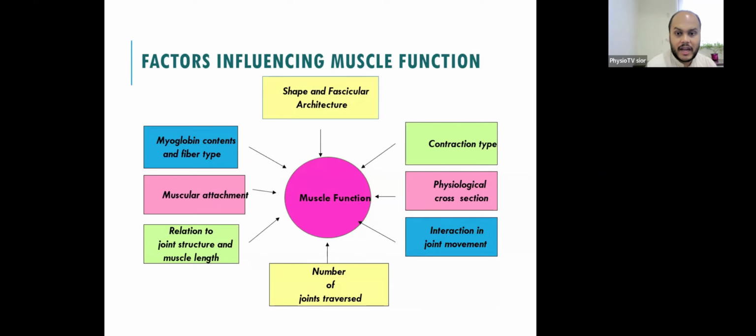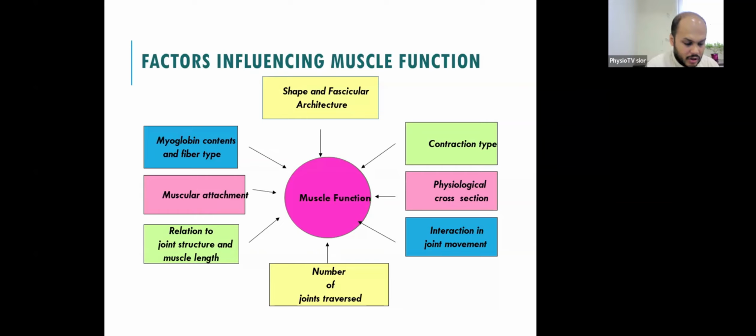Apart from that, there is the physiological cross section of the muscle, or the interaction in the joint motions of how the muscles are placed around the joint, or the number of joints that the muscle travels through, or the relation of the joint structure and muscle length. Again, we'll be talking about muscle length in detail and how it affects muscle function in a length tension relationship class. Apart from that, there is where the muscles are getting attached, which also plays a very important role, and the amount of myoglobin content and the fiber type.